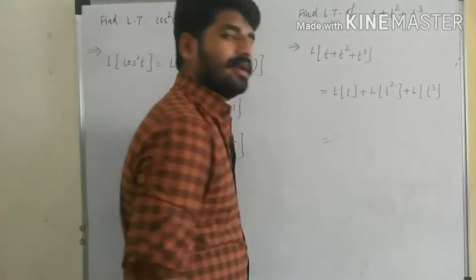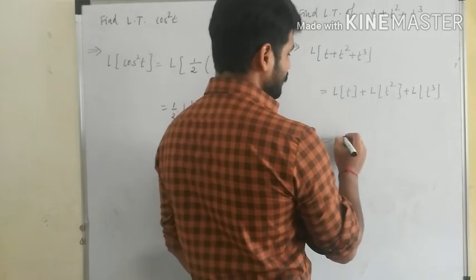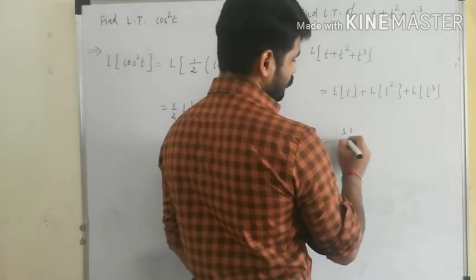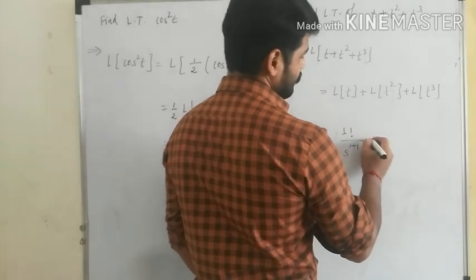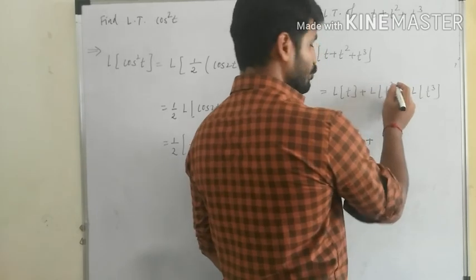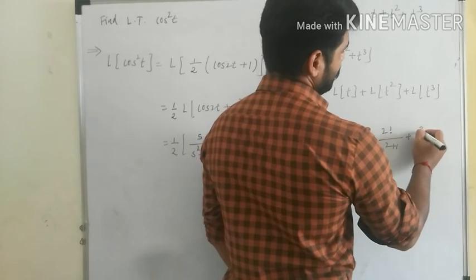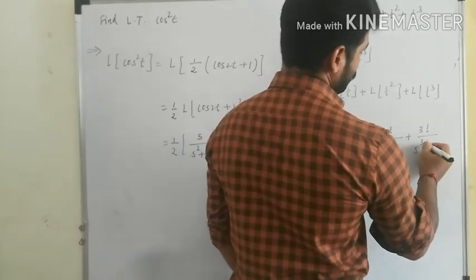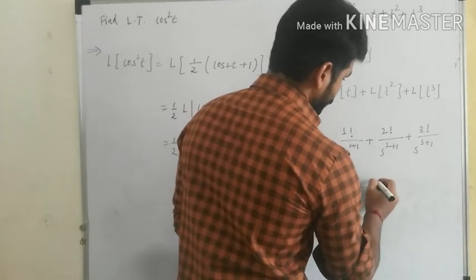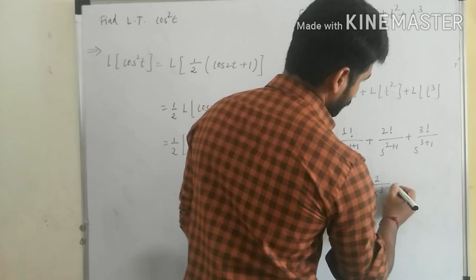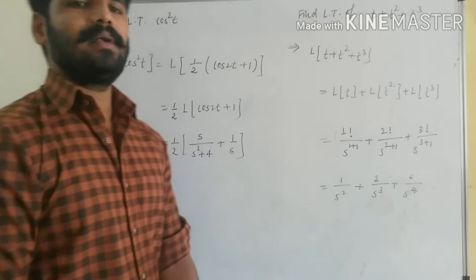Now using the formula for Laplace of t raised to n, Laplace of t raised to n is n factorial divided by s raised to n plus 1. Here n is 1, so we get 1 factorial divided by s raised to 1 plus 1, plus for t square, n is equal to 2 here, so we get 2 factorial upon s raised to 2 plus 1, plus 3 factorial upon s raised to 3 plus 1. So that is equal to 1 upon s square plus 2 factorial, which is 2, upon s cube, plus 3 factorial, which is 6, upon s raised to 4. So this is your required Laplace transform.